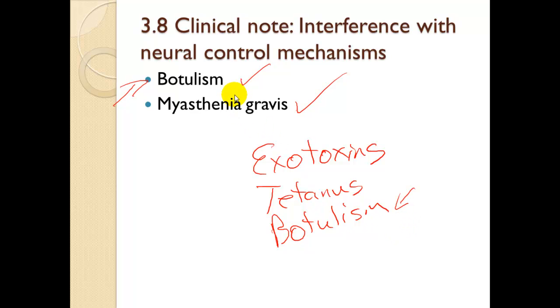Another version of botulism that we use in modern society is Botox. The reason Botox is used is because it paralyzes the muscles that would actually make your face wrinkle. So that's why people use it. It relaxes those muscles or paralyzes them, and it makes it to where there's a nice smooth appearance.